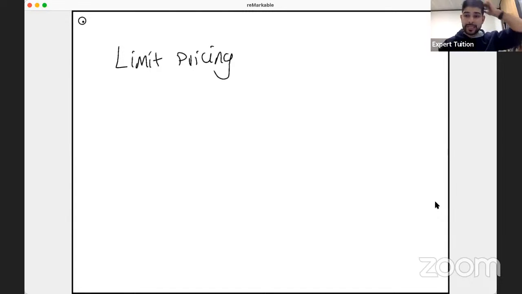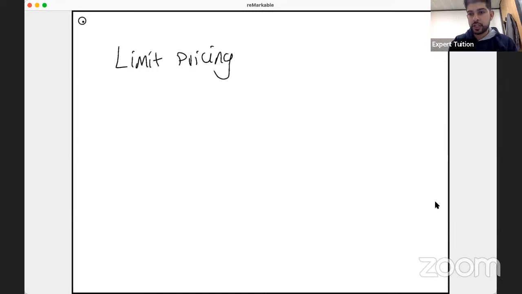Limit pricing is basically where Tesco know they could maximize their profits in the short run, but instead they are not going to do so. What they're going to do instead is set their price below the average cost of potential entrants to the market. To clarify, they are not setting it below their own average cost. They are not making a loss. They're either making small amounts of supernormal profit or normal profit. They're just not maximizing profit.